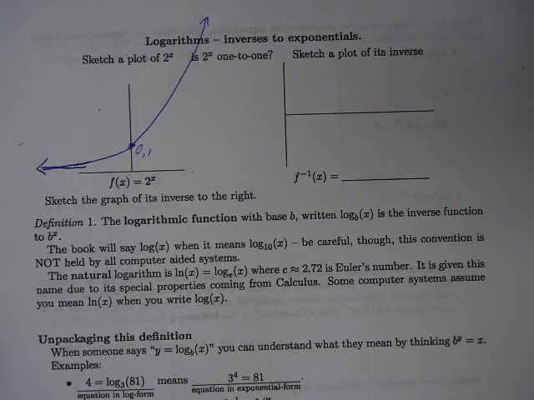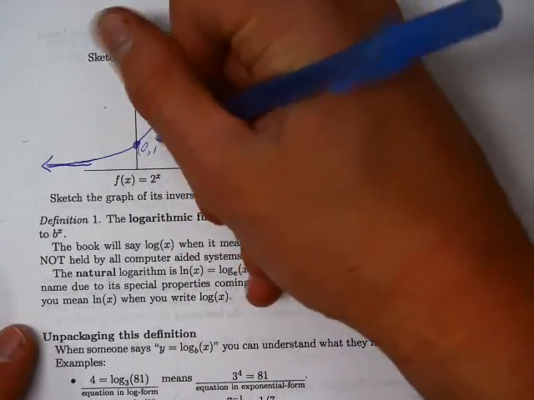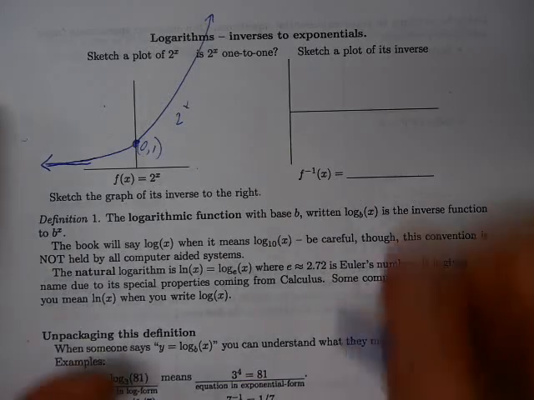So let's try to graph the inverse function. If you know what the graph of a function looks like, how do you get the graph of the inverse function? Just flip the x and y coordinates. So let's do that. 2 to the x goes through the point (0, 1). So what point should the inverse function to 2 to the x go through? (1, 0).